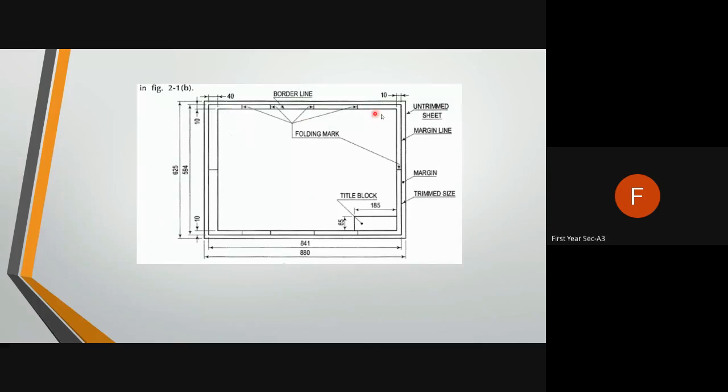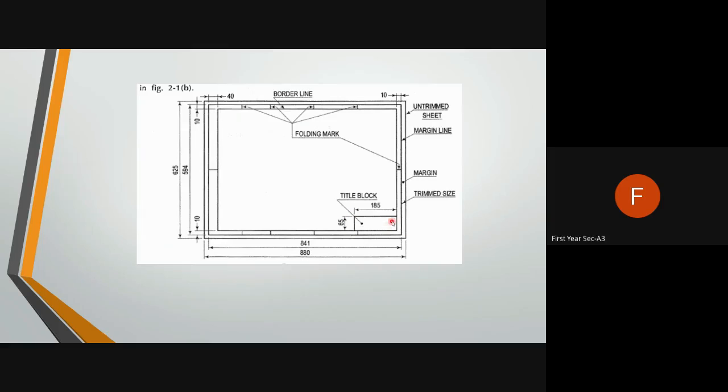Now this is the drawing sheet. See the drawing sheet, 880 by 624 or 841 by 594. These are the border lines which are drawn here. You have to leave 10 mm from each side, and this is the actual drawing area. This particular thing is the actual drawing area. And then here there is a title block.